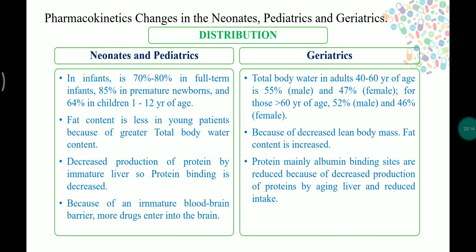Fat content is very low in younger patients because of greater total body water content. Because of decreased lean body mass in the elderly, fat content is increased. So distribution is very high in neonates, whereas distribution is very low in geriatrics because of the higher fat content. In neonates, protein production by immature liver is low, so protein binding is decreased and distribution will be very high. In geriatrics, protein binding, like albumin, is reduced because of impairment or aging of the liver.